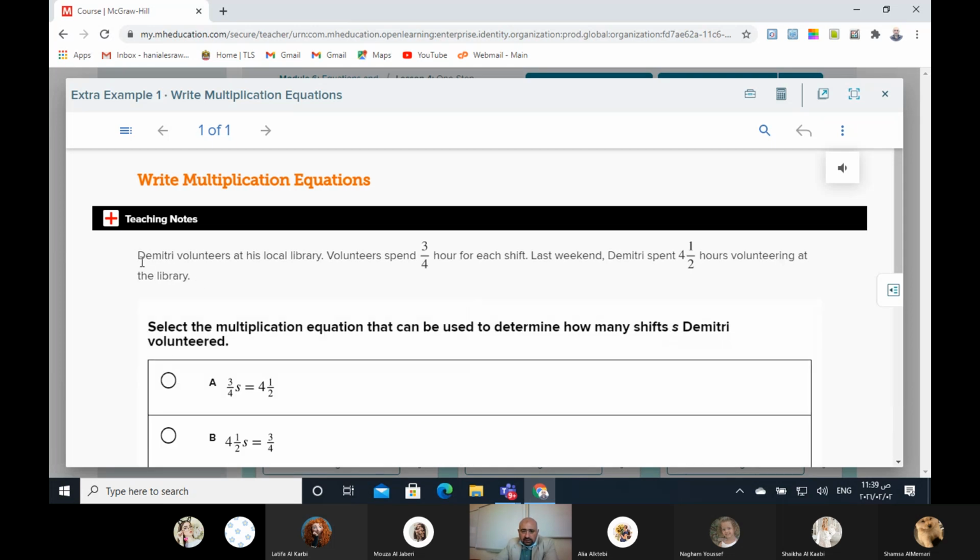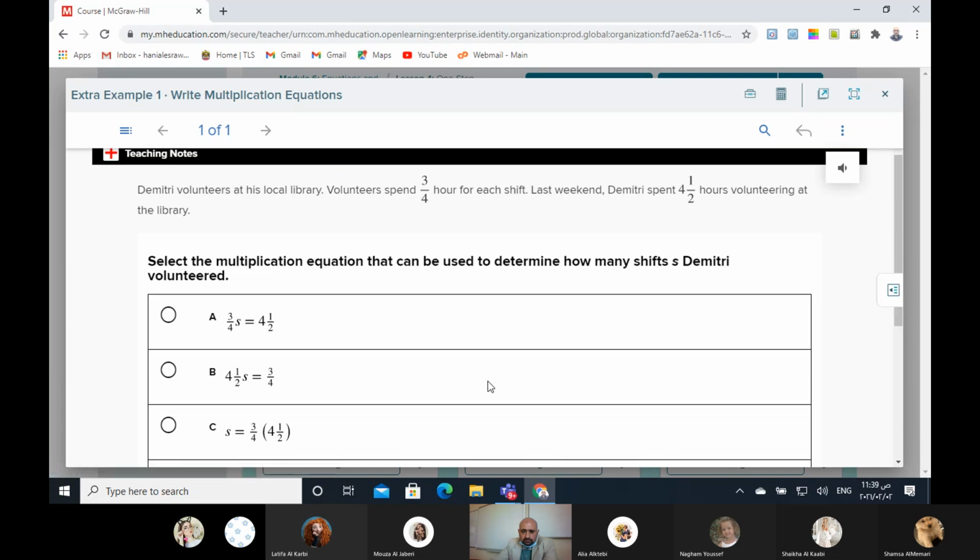Who can read this exercise, please? Alia, can you read it, please? Alia, are you here? Yes, Mr. Read the question here, please.